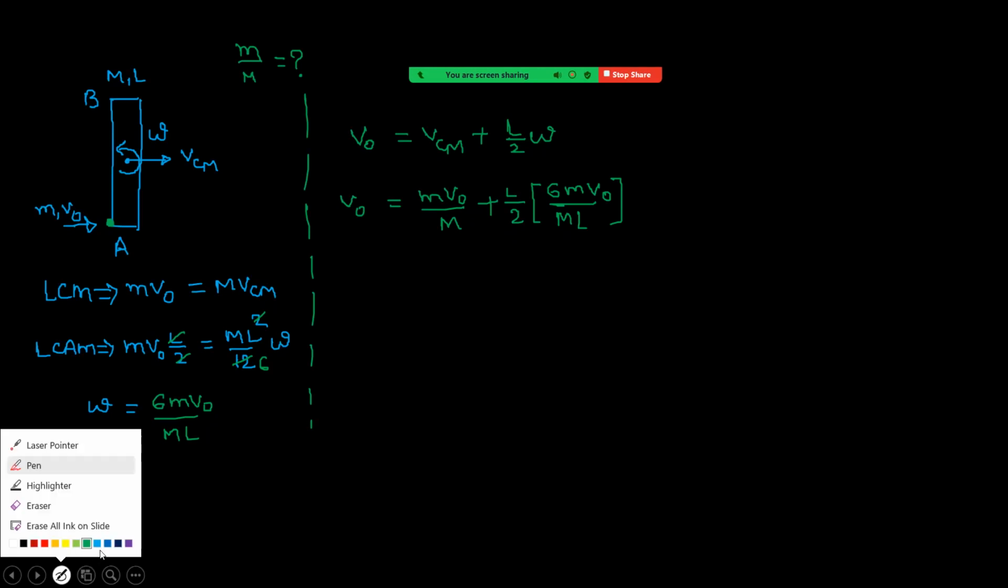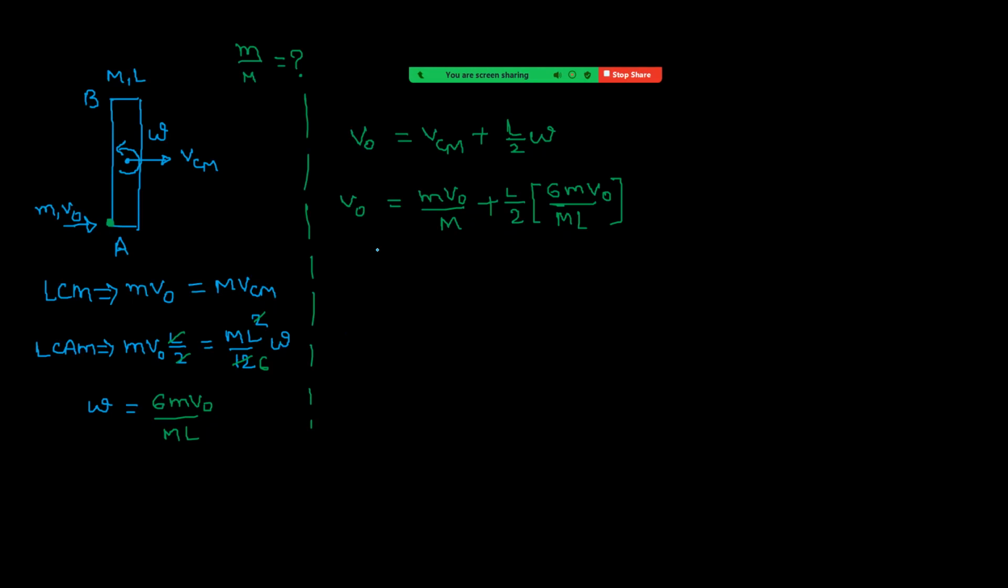See what we are going to get. Throughout v naught gets cancelled. L, L cancelled. 2, 3 times m and m. So I can take m here. So capital M equal to m plus 3m. It is a 4. So ratio how much? It is equal to small m by capital M, 1 by 4. Right? So we got the first one.